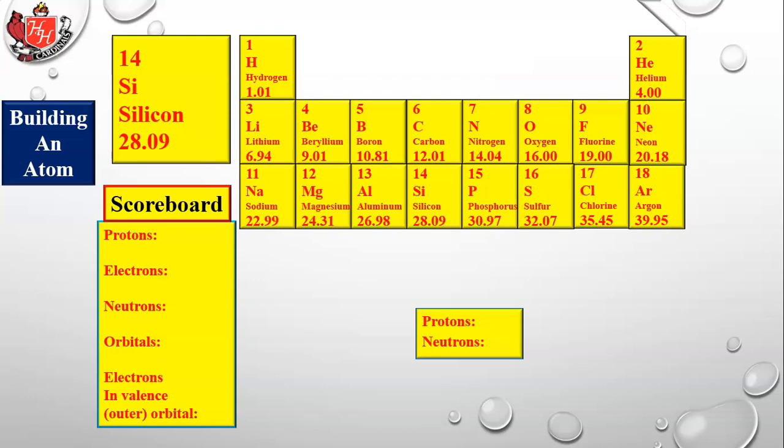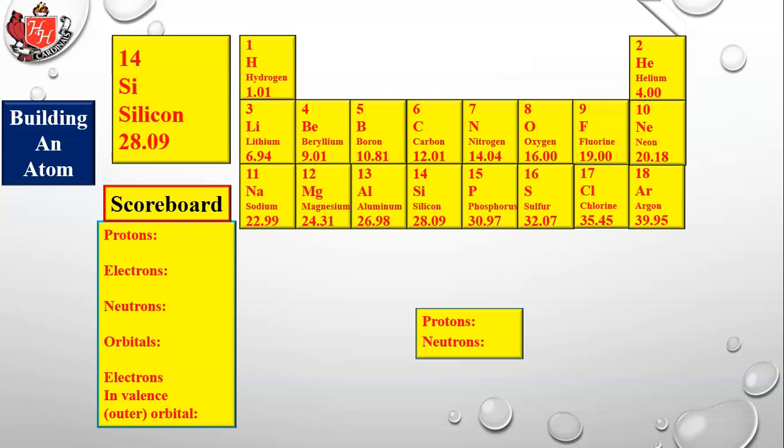Okay, so how do you diagram this atom? Well, one thing I have students do is write out what I call the scoreboard. And you're going to keep track of how many protons, how many electrons, how many neutrons, how many orbitals, and finally, how many electrons in the valence or outer orbital, because that's where the action is. That's where the electrons are bonding and connecting with the electrons in other atoms to form chemical bonds.